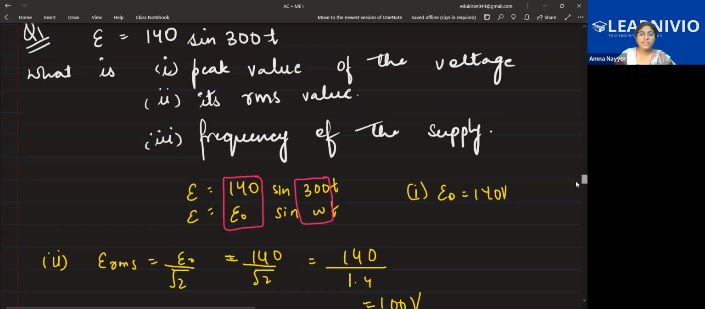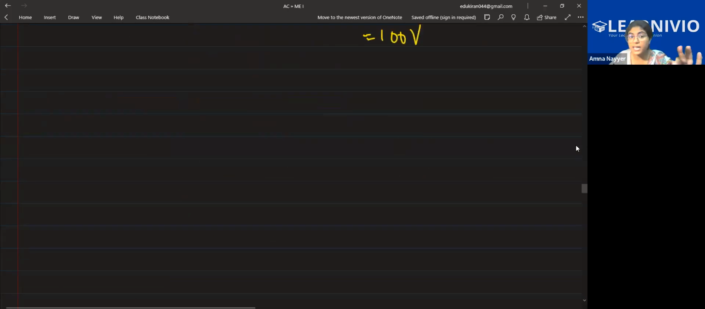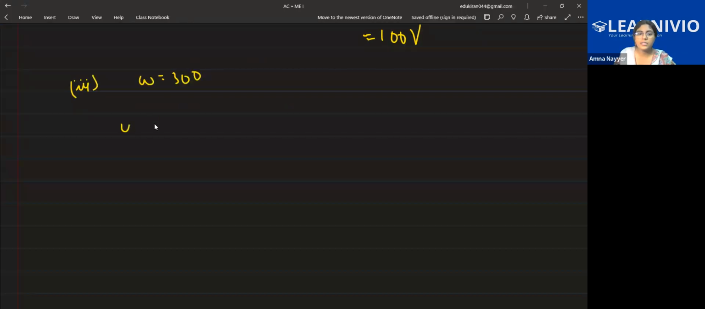Last part is also there. Frequency of the supply. See, frequency is not given, means when only frequency is given, it means the linear frequency. For angular frequency, it will always specify. Now, we have only angular frequency. Do you know the relationship between the linear frequency and angular frequency? Class 11th, it was there.